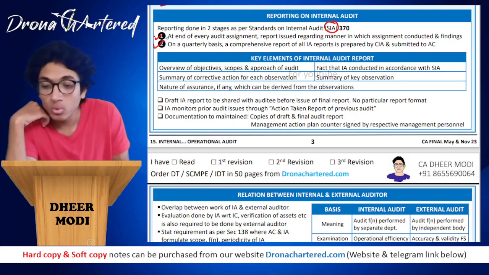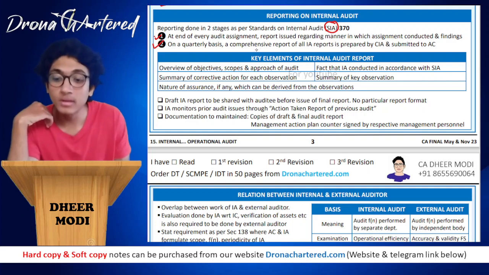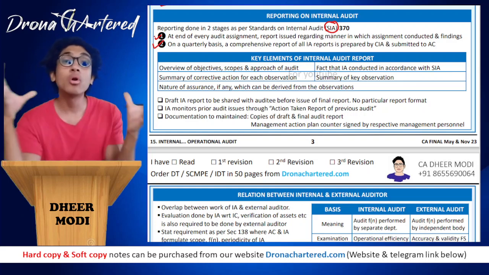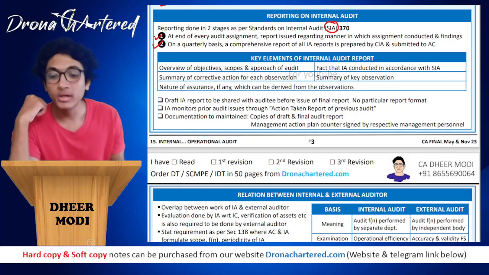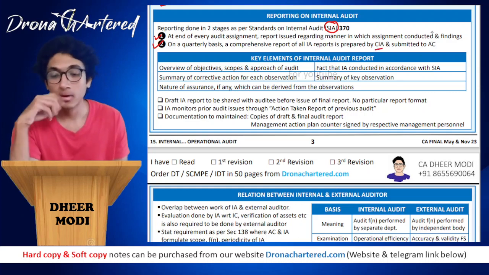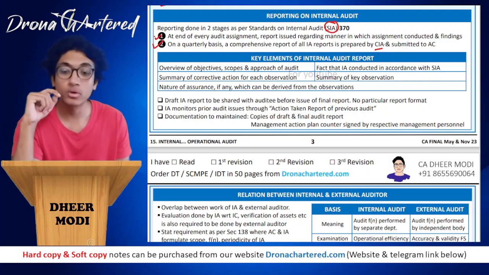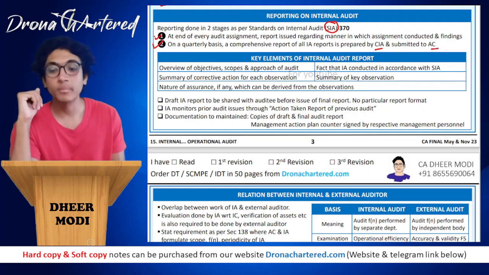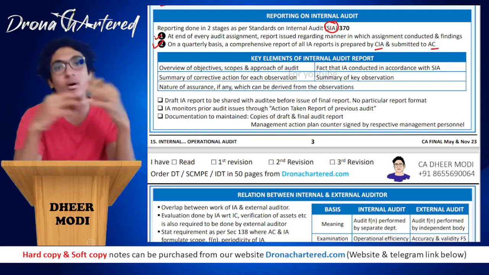And next, on a quarterly basis, a comprehensive report of all internal audit reports is prepared by your CIA, that is, your chief internal auditor, and submitted to your audit committee. It is prepared by the chief internal auditor and submitted to your audit committee. So I'll tell you first.